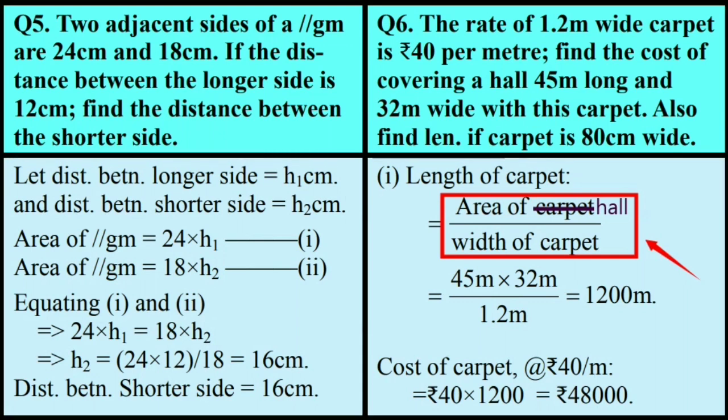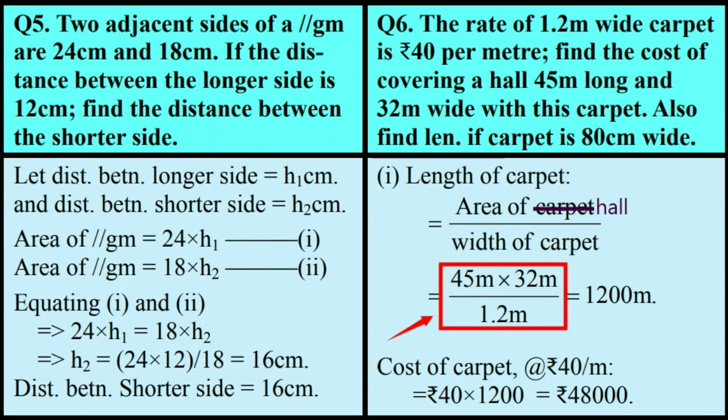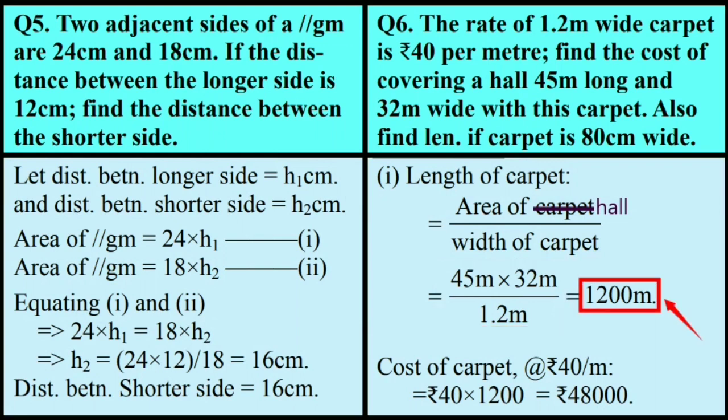As the width of the carpet is given, the length of the carpet required can be written as area of the hall divided by width of the carpet. Values are put in the expression and calculated, and finally the length of the carpet required comes to 1200 meter.